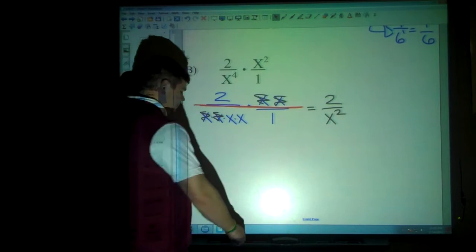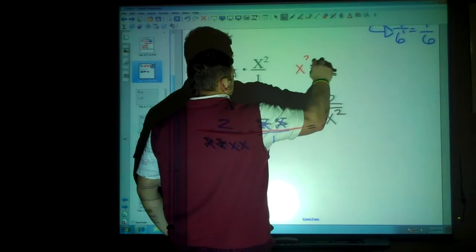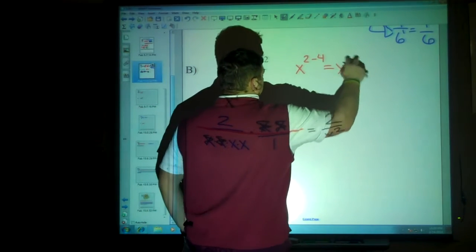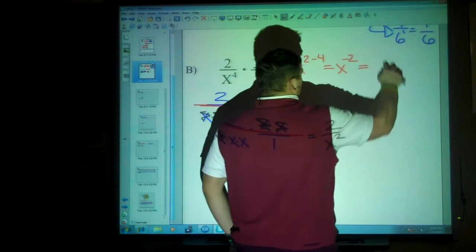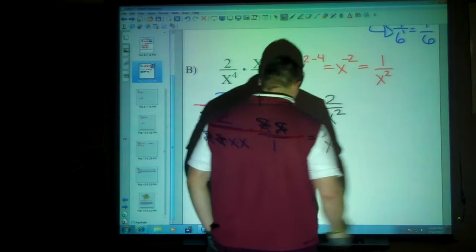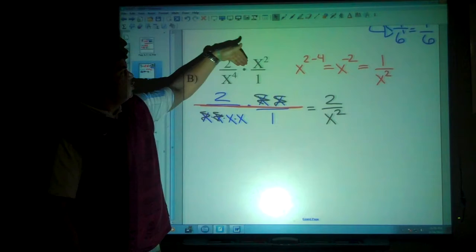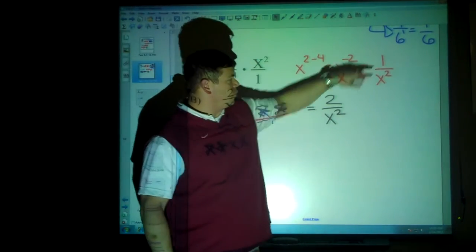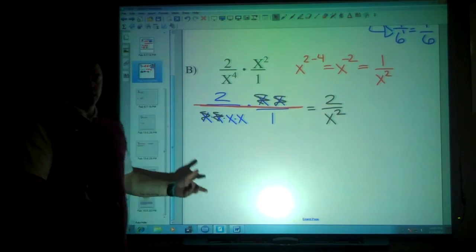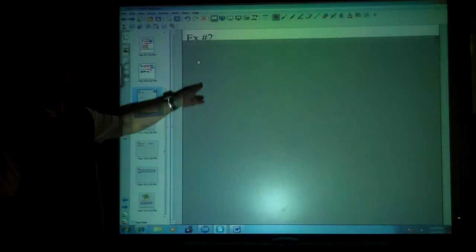Another thing you could do is you can go x to the 2 minus 4 equals x to the negative 2, which is really 1 over x squared. So that's another way of dealing with these exponents. And then you have 2 over 1, and when you multiply this by 1 over x squared, you get 2 over x squared. In other words, the same answer.